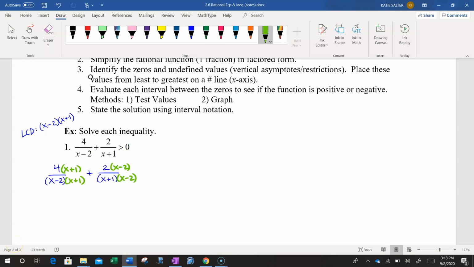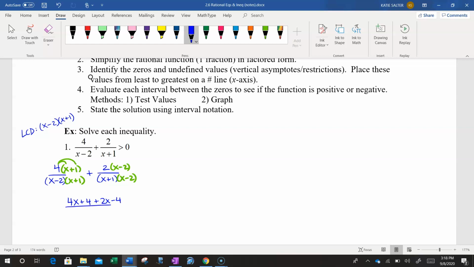All right, so then once you multiply by what each fraction is missing, we're going to do our algebra and clean this up. So right here in the numerator, we're going to have 4 times x, 4 times 1, so that's going to give us 4x plus 4. And then on the next one, we'll have 2x minus 4, so plus 2x minus 4.